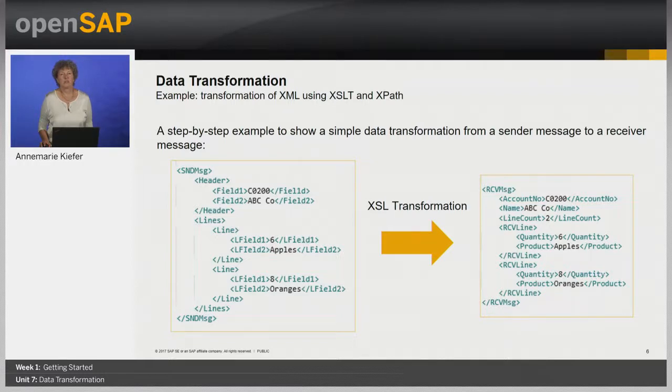For the receiver XML, we first design a root tag called RCV-MSG or receiver message. We define two new elements, account no for account number and name, and use the XSL transformation statement value of select to extract the values from the sender message elements in these new elements. We use an XPath expression called SND MSG for sender message header field 1 to navigate to the field 1 node in the sender XML message.